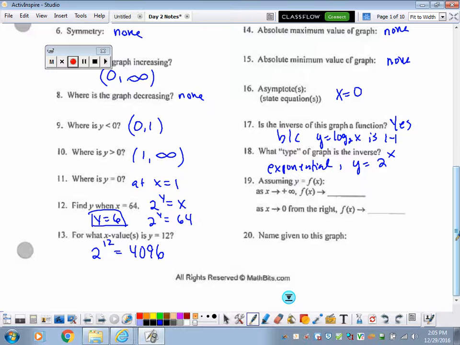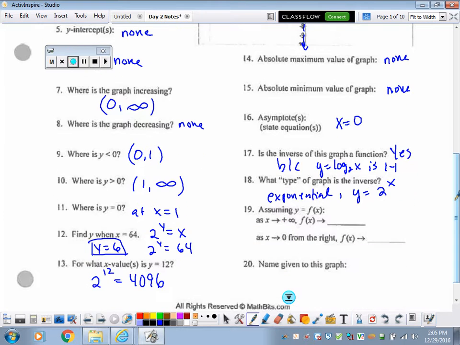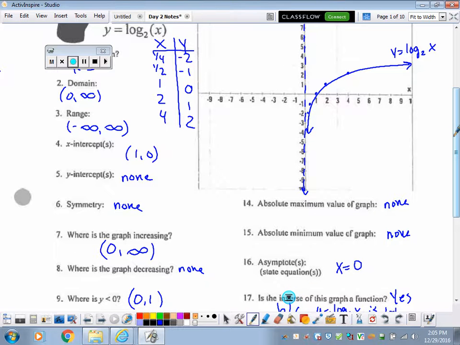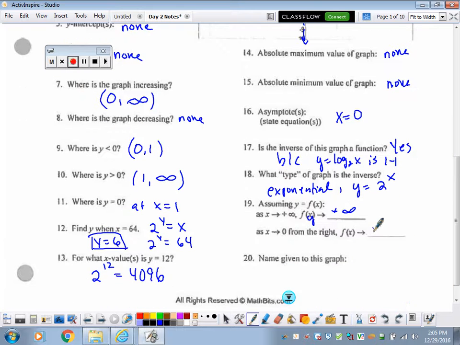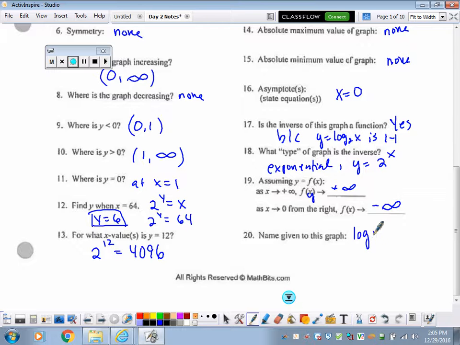Assuming our f of x function, as x is increasing here, as x is getting towards positive infinity, what is happening to our corresponding y values? They are also going to positive infinity. However, as x is approaching 0 from the right, so if we're thinking about it from 1 to 0, what's happening to these y values here? They are getting closer to negative infinity. And the name of this graph is called logarithm.